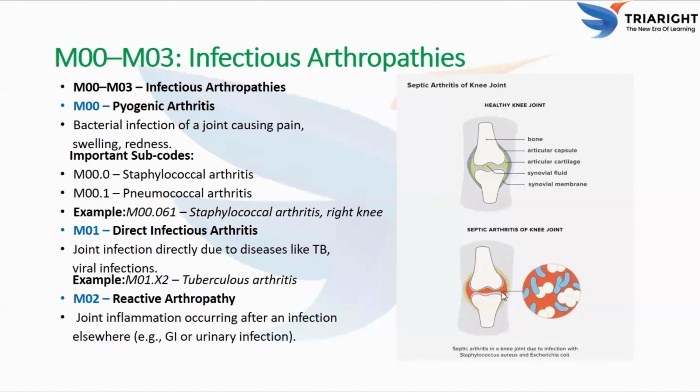It has a thick pus-like fluid, and you can see the inflamed synovium and also bacterial overgrowth on the knee joint. So it illustrates the destructive effect of bacterial infection inside the joint. So this infectious arthritis requires immediate treatment with drainage and also IV antibiotics. So laterality and organism-specific codes improve coding accuracy. You should understand the difference between direct infection versus reactive inflammation.